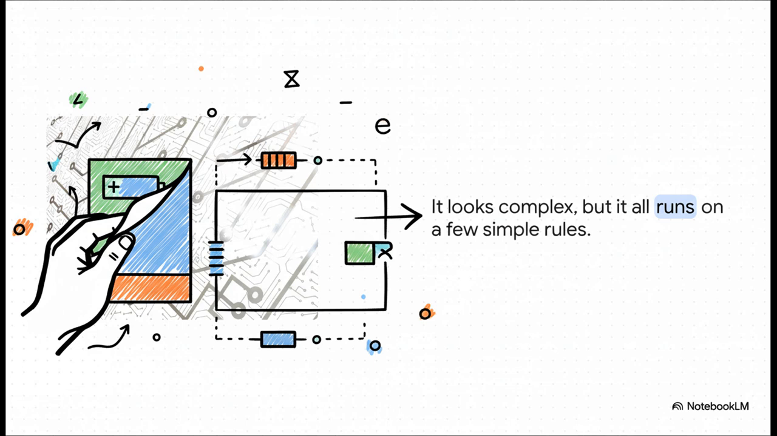We're going to peel back all those layers of complexity. We're going to look right past those crazy-looking circuit boards and get down to the basic, fundamental principles that tell every single electron exactly where to go and what to do.